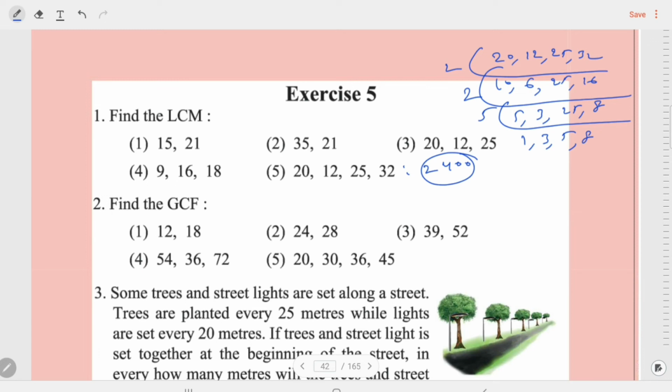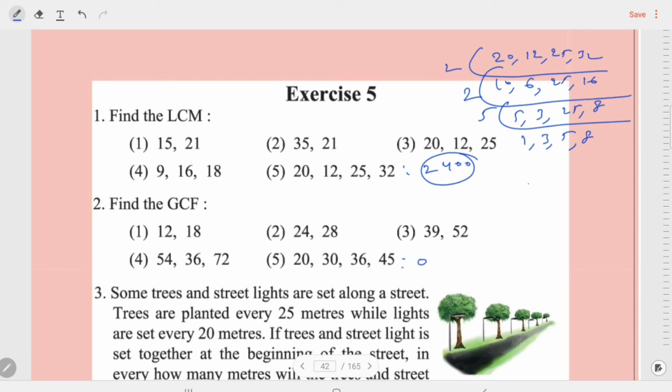Find the GCF, greatest common factor. Okay, let me do this one. 20, 30, 36, 45. Is there a factor which is common among everything? No. 3? No. 5 also? No, straight away no. So the greatest common factor is 0. When there are no common factors, answer is going to be 0.